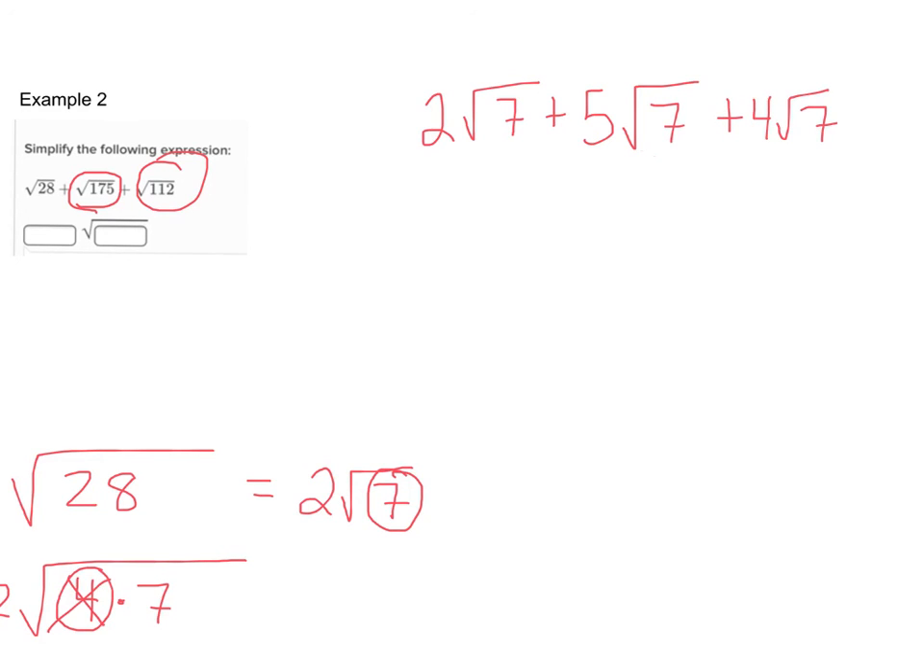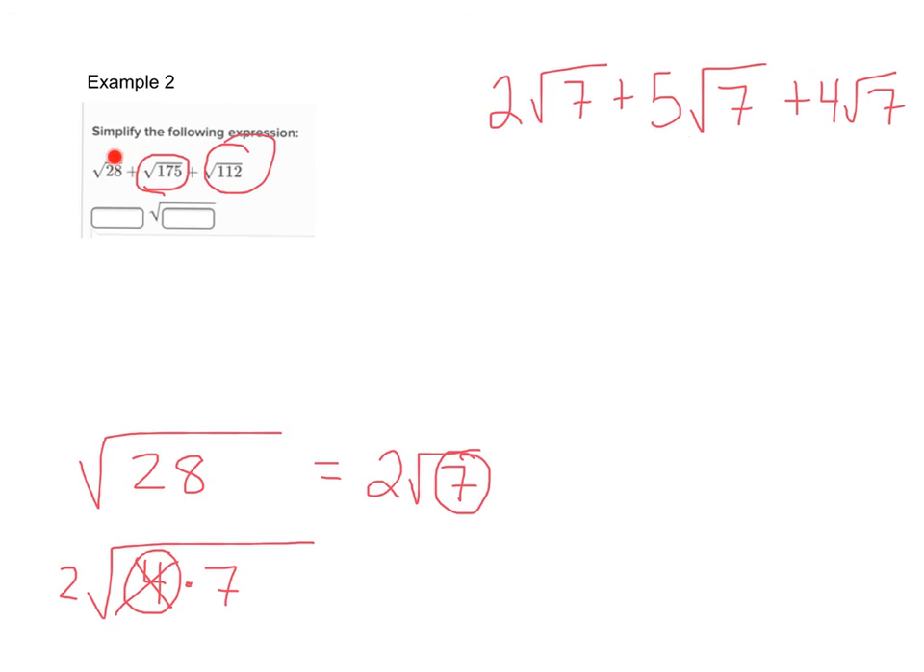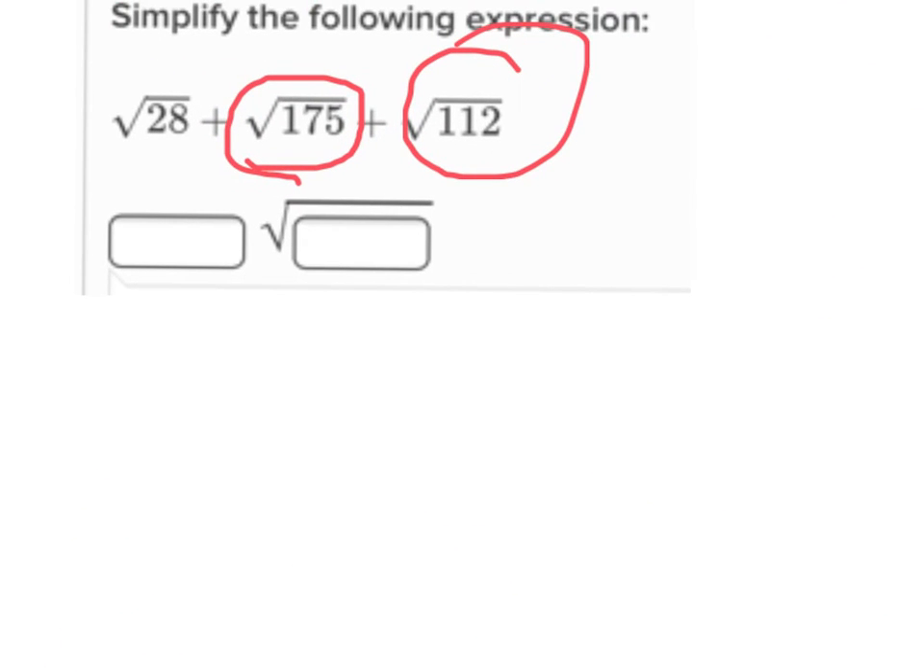And so I want you to see that the square root of 28 is the same thing as 2 square roots of 7. And the square root of 175 is the same thing as 5 square roots of 7. And the square root of 112 is the same thing as 4 square roots of 7. But now, since what's under the radical in all three of these is the same, I can add them. 2 plus 5 plus 4 is 11 square roots of 7. And so in Khan Academy, on the outside of the radical, you'd put 11, and on the inside, you'd put 7. And that means 11 square root of 7.